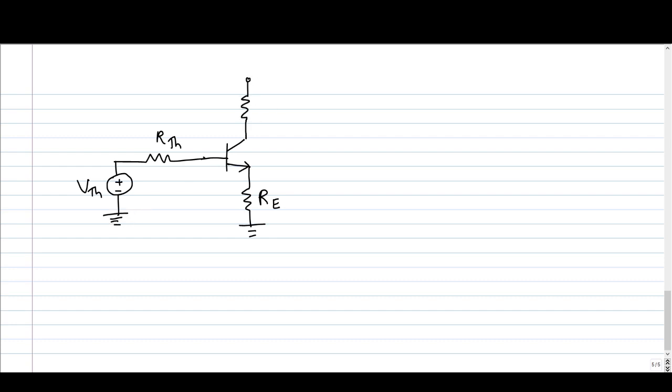Then there is a collector circuit resistance RC, and this is VCC. Now you can apply KVL on the input side, on this path. So when I write KVL, what is the KVL equation here? VTH is equal to, what is the current flowing through RTH? RTH is connected in series with the base. So the current is IB. So the drop across RTH is IB into RTH.